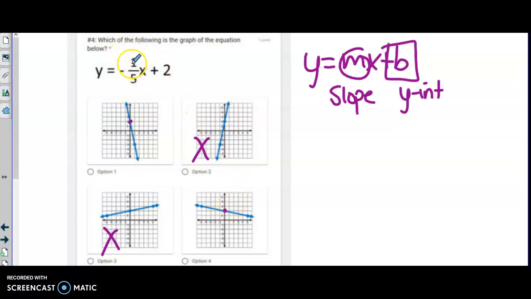And then the slope, it's negative, so we're going to go down 1 and then over 5. So we're going to go down 1 space, over 5. This would be the line, and that's not what it looks like there, so that's not it. And here we go down 1 and over 5. That one is correct, so this one is our answer.